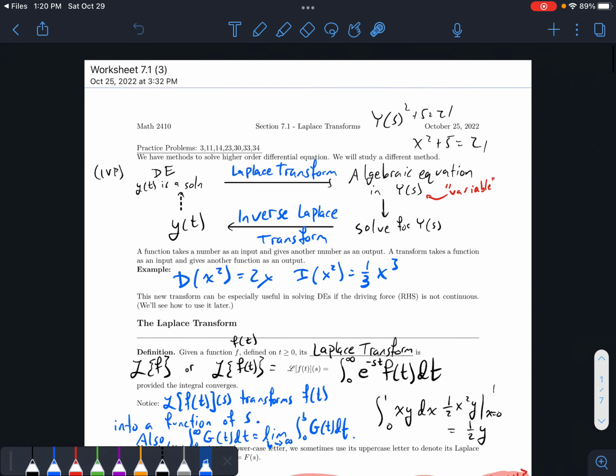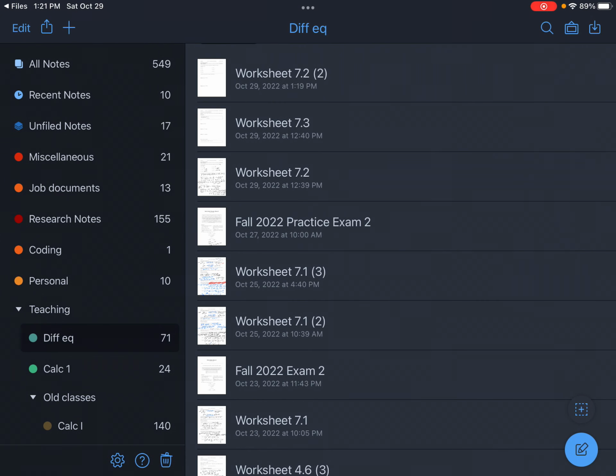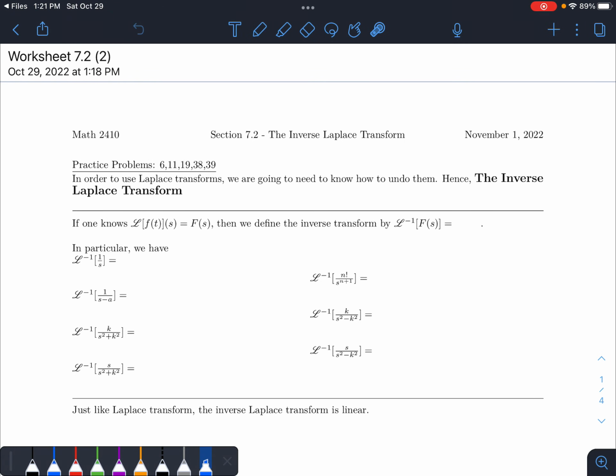If we think back to what we did in 7.1 when we discussed how we are going to solve these differential equations using Laplace transforms, we start with the differential equation, we do a Laplace transform, then that takes us to some algebraic equation where we solve for the variable capital Y of s. And then capital Y of s is just the Laplace transform of the solution that we're looking for. So you just do the inverse Laplace transform to get back to that original solution. So we need to know how to undo these Laplace transforms. We need to know how to do the inverse Laplace transform.